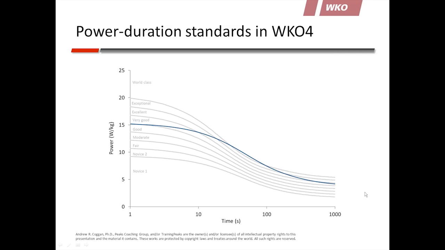So again, this is actually my wife's data against the women's standards and expressed in watts per kilogram. But what you can see is somewhere between good and very good sprint. But her real strength lies in the middle time ranges, as you would expect for somebody who was a good pursuiter and who had an FRC of 400 joules per kilogram.